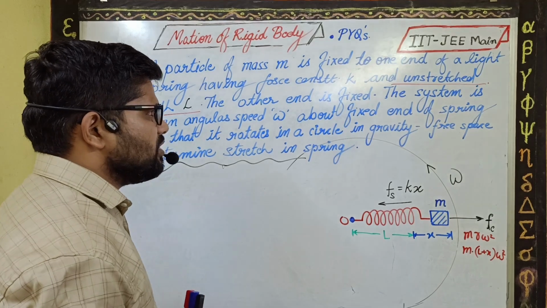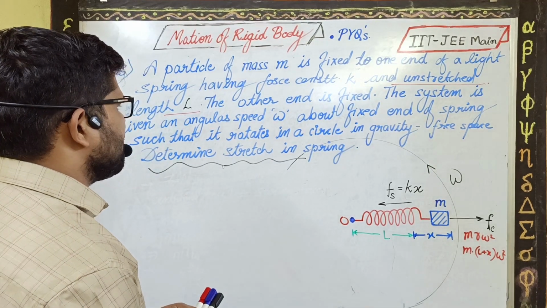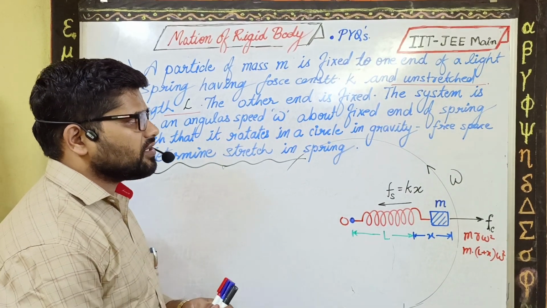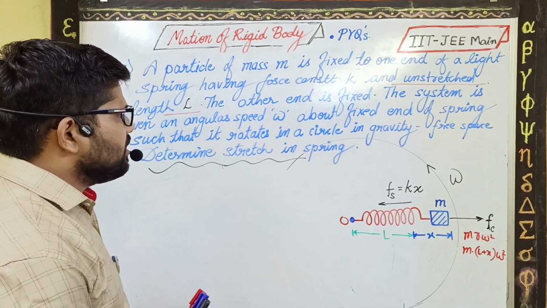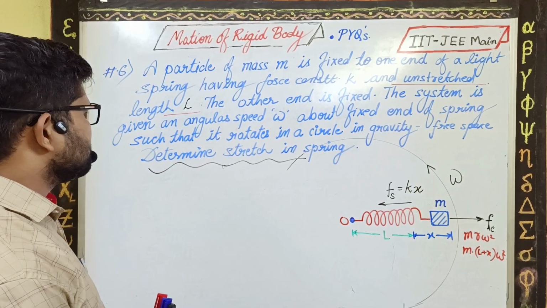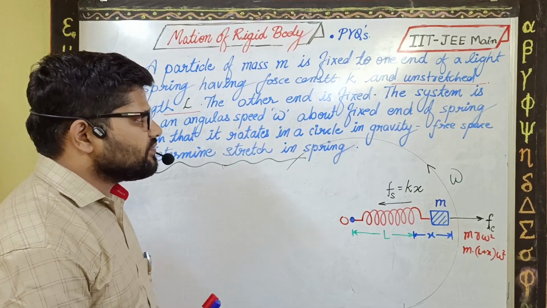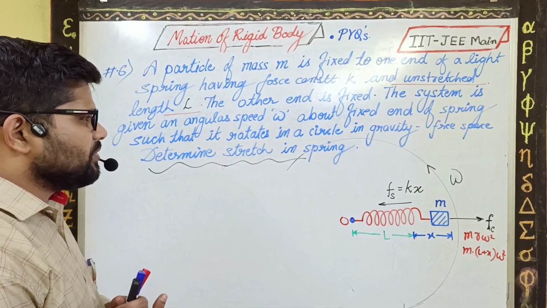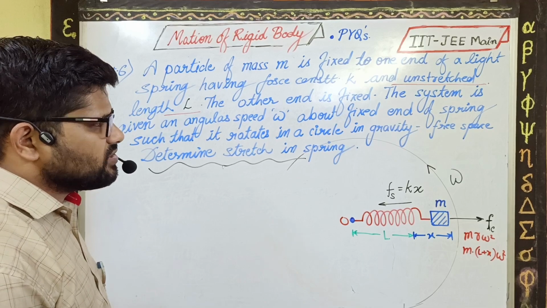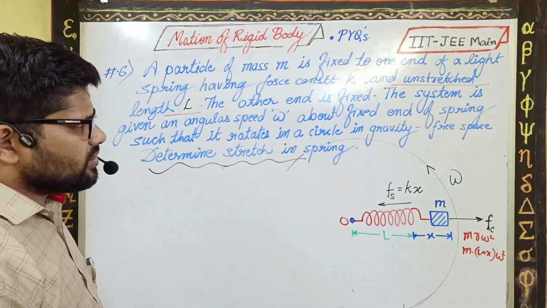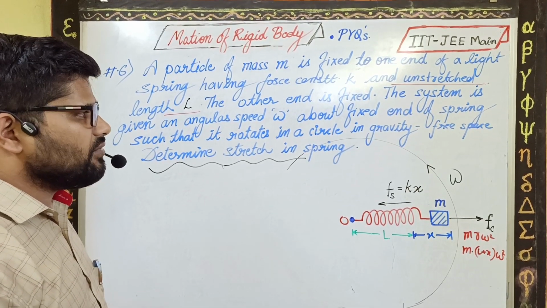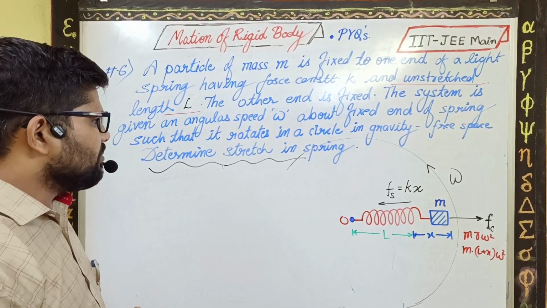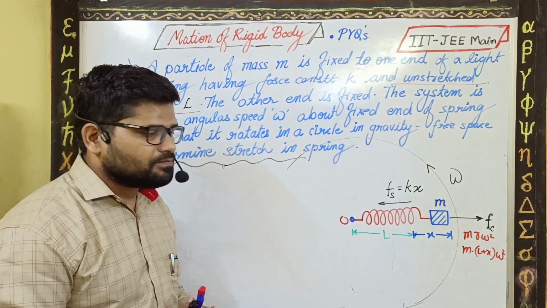The mass small m is fixed to one end of a light spring having the spring constant k and the unstressed length of the spring is capital L. The other end is fixed and the system is given an angular speed omega about the fixed end such that it rotates in a circle in gravity free space. Determine the stress in the spring.